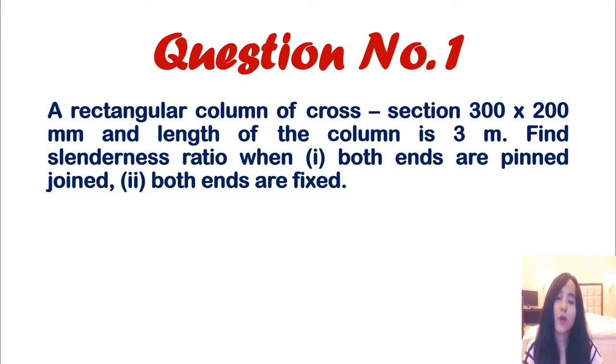A rectangular column of cross-section 300 × 200 mm and length 3 meters. Find the slenderness ratio when, number 1, both ends are pin joined, and number 2, when both ends are fixed. So here the column and end conditions are different, and for both cases we need to find the slenderness ratio. Let us see how we can solve this numerical.